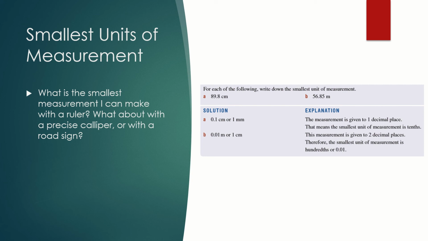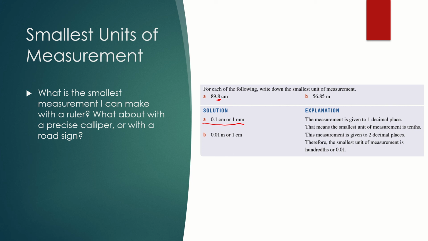Let's have a look at these two questions here. This says, for each of the following, write down the smallest unit of measurement. If I've measured something to be 89.8 centimetres, the measurement's given to 1 decimal place, which means the smallest unit of measurement is going to be this tenths place. So I could measure something that was 0.1 centimetres or 1 millimetre. That's our smallest unit of measurement for question A.